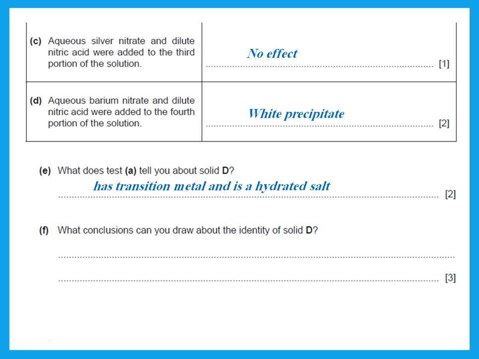What conclusions can you draw about the identity of solid D? We found that it has what? Remember, he did tests and he found that it has iron 2 and it is hydrated. So the identity or the name of solid D is hydrated iron 2 sulfate. Remember, you have to mention that it's iron 2, not iron 3.